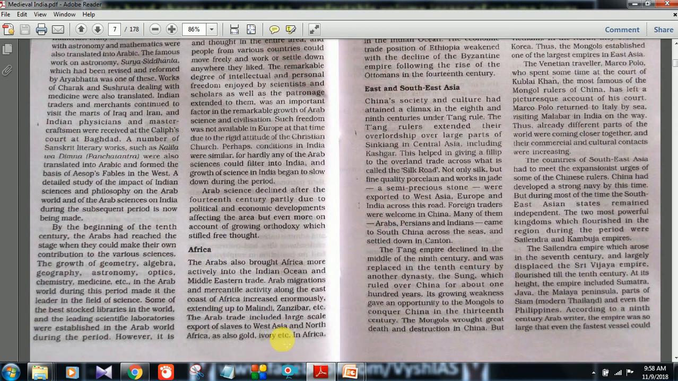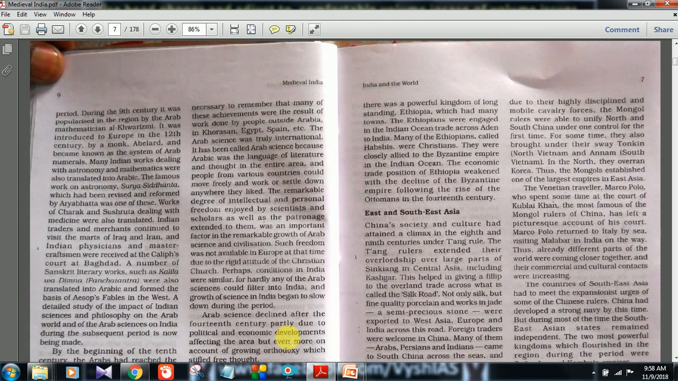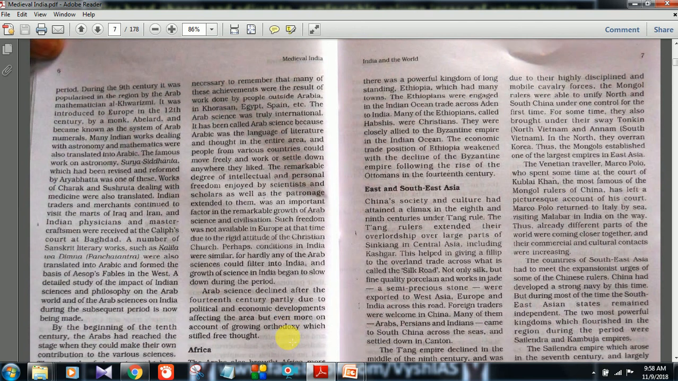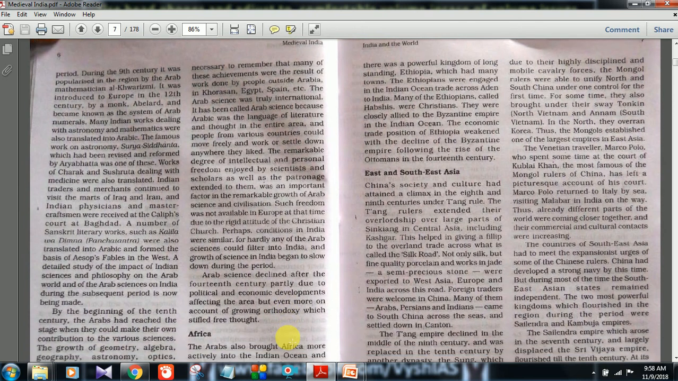Gold, ivory, etc. So now there are places like Gold Coast, Ivory Coast and all. Even though they have officially other names, there are places which are known like this in Africa. In Africa there was a powerful kingdom of long standing, Ethiopia, which had many towns. The Ethiopians were engaged in the Indian Ocean trade across Aden to India. These are all geography. When we read these, you should be able to picturize where is Ethiopia, where is the Gulf of Aden.